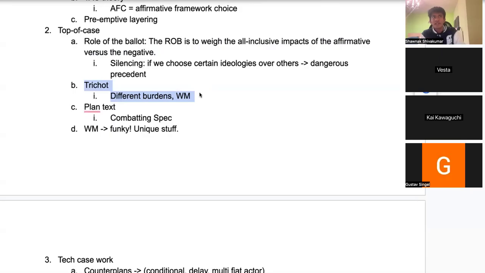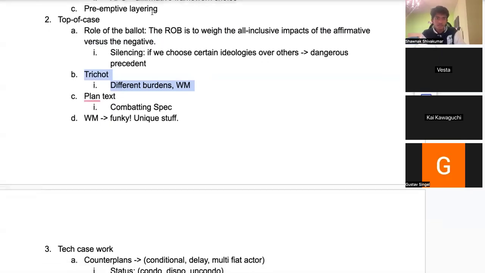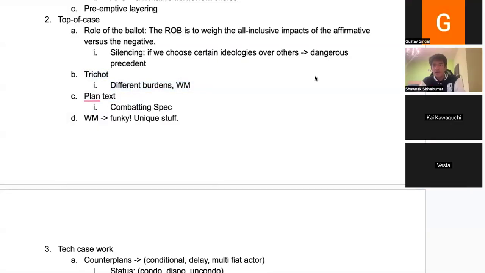But if they don't provide a plan text, then you can run a theory shell on the AF not providing a plan text. But yeah. Then the plan text. Plan text is going to be, oh yeah, Gustav. Sorry. On occasion, the word should can also indicate a value round, right?